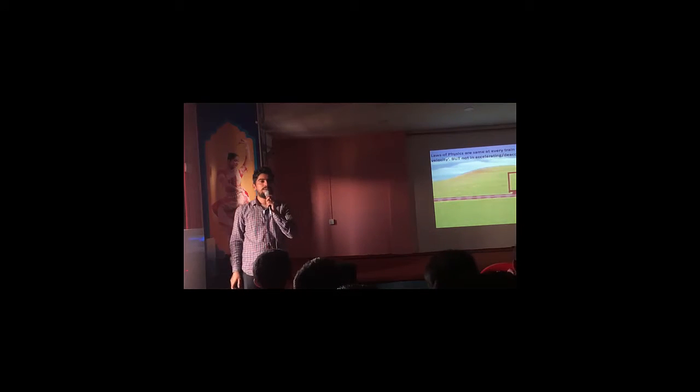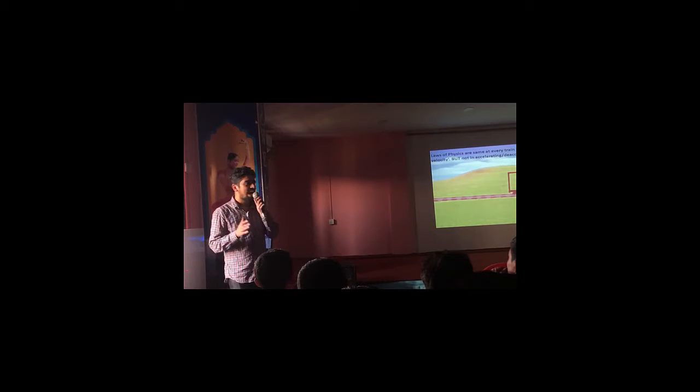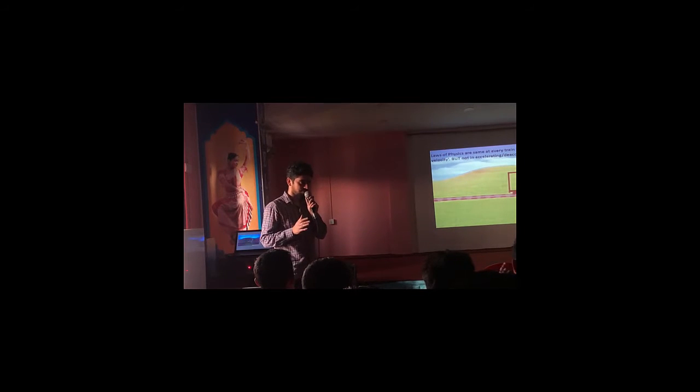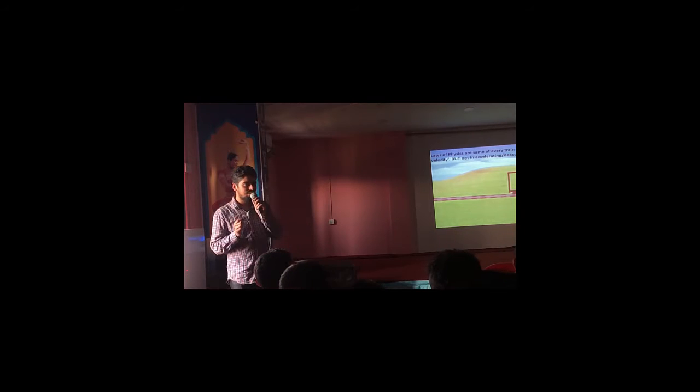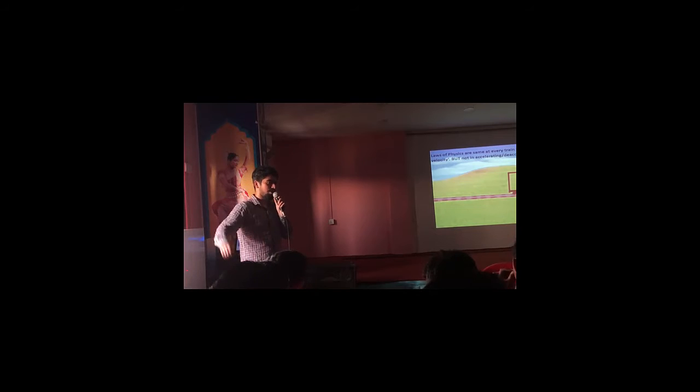Now, here comes an interesting point. What if the train is not at rest, but is moving at a constant velocity? The train is moving at a constant velocity. You can see there are two persons. One is red, one is purple. The red is inside the train, the purple is outside the train standing somewhere. Now we will see the event from the perspective of the two.